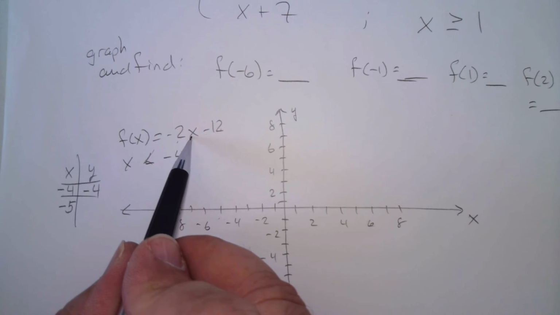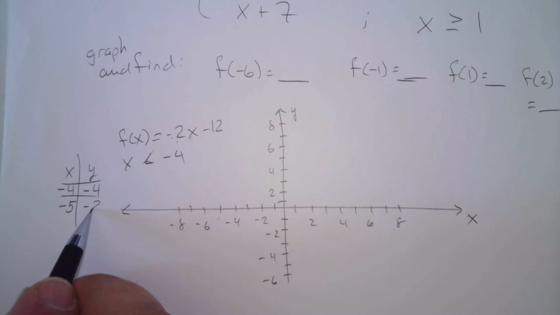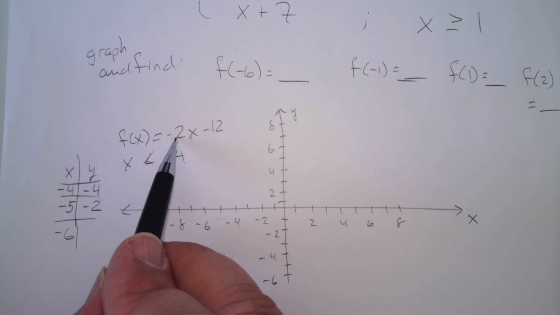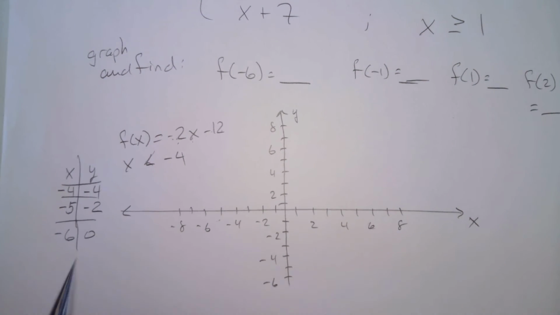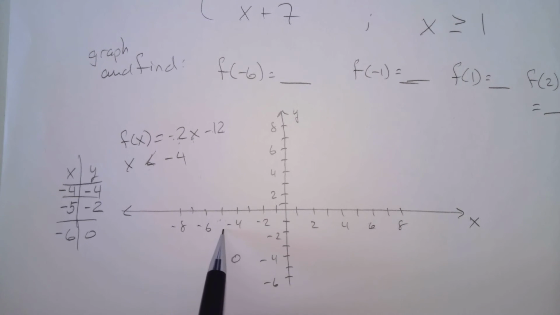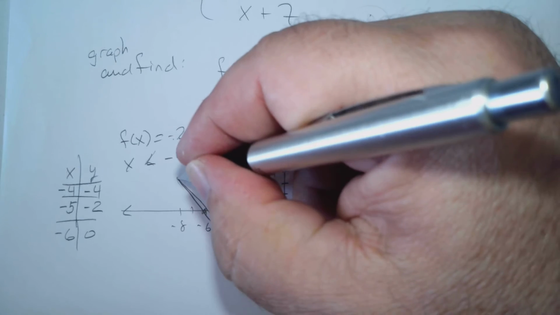Negative 5. Negative 5 times negative 2 is a positive 10. 10 minus 12 is negative 2. Then negative 6. Negative 6 times negative 2 is positive 12. 12 minus 12 is 0. So at negative 4, it's negative 4. It's an open circle since there's no line. Negative 5, negative 2. And then negative 6, 0. So my line here looks something like this.